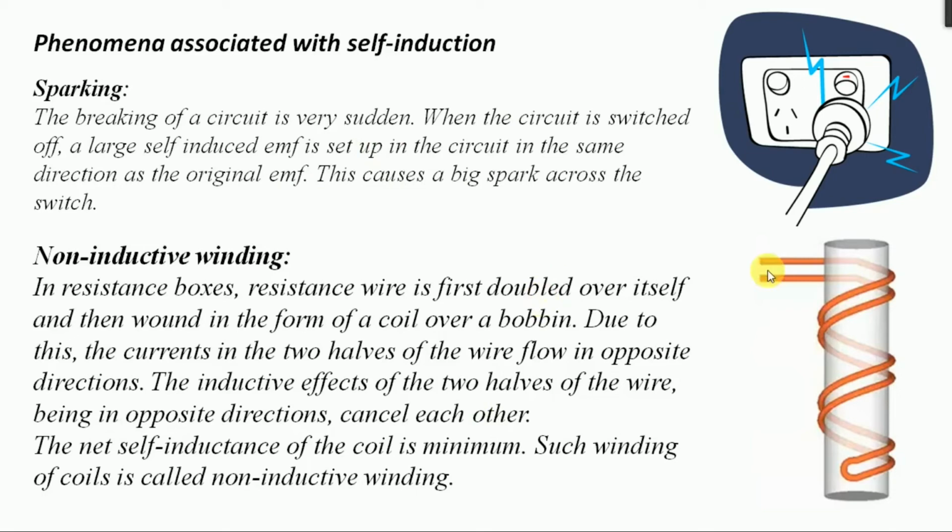And in order to reduce the self-induction, the wires inside the resistance boxes are kept in this way, so that the magnetic field produced by one wire is cancelled by the magnetic field of the other wire. If there is no magnetic field, there is no chance of magnetic flux or change in magnetic flux, so there will be no induced EMF produced in this.